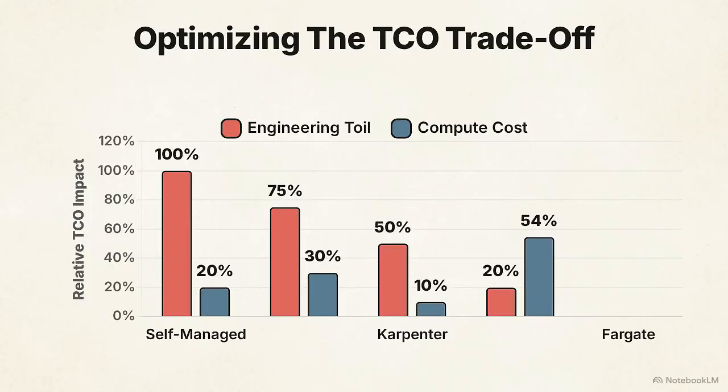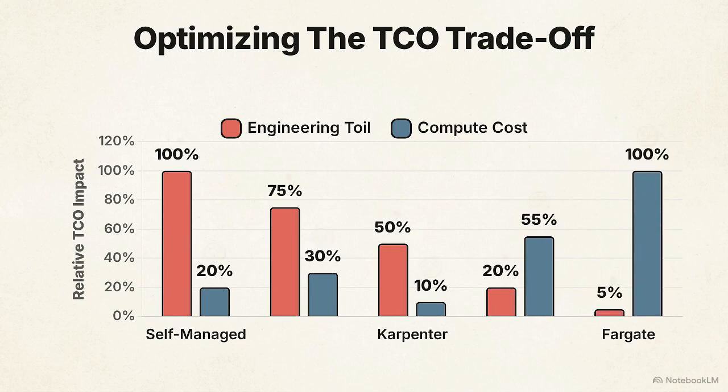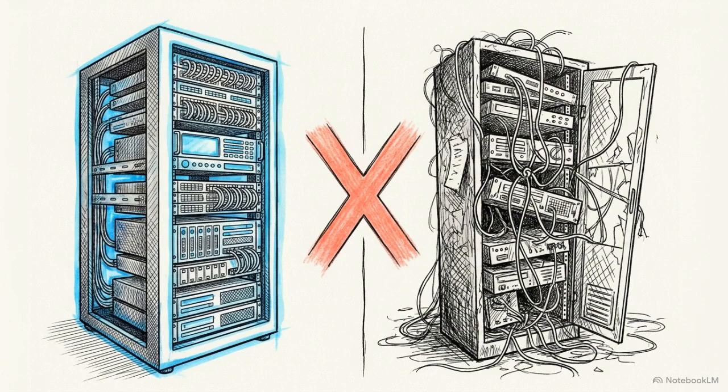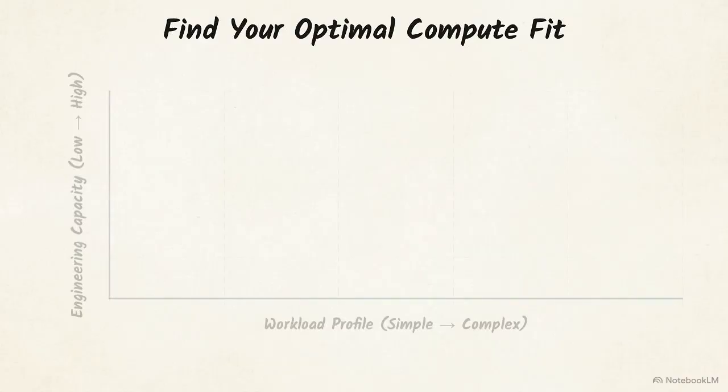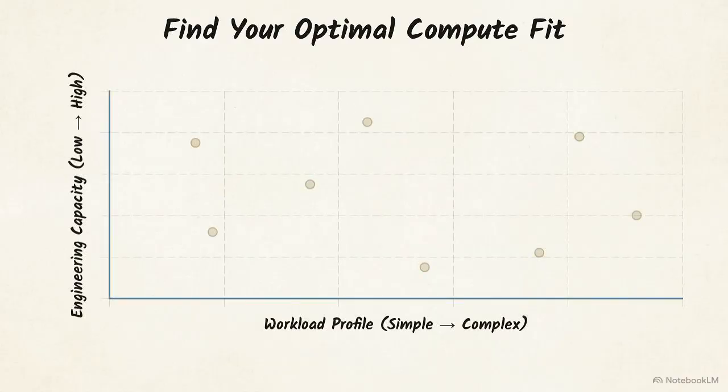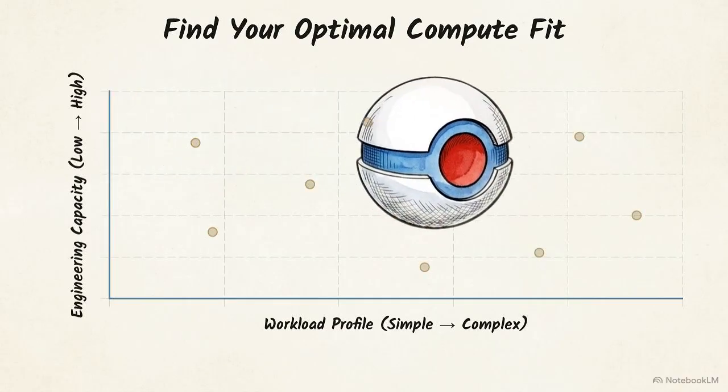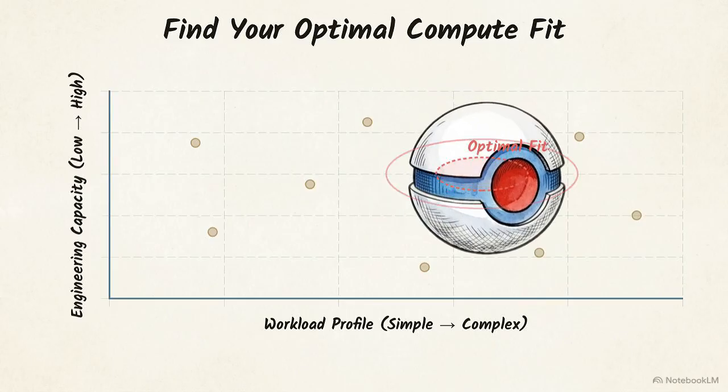Choosing among them requires optimizing for total cost of ownership. Every dollar saved on compute cost typically increases platform engineering toil, and vice versa. There is no universally perfect EKS compute model. The right architectural choice requires mapping your exact workload profile against your engineering team's capacity to absorb operational burden.